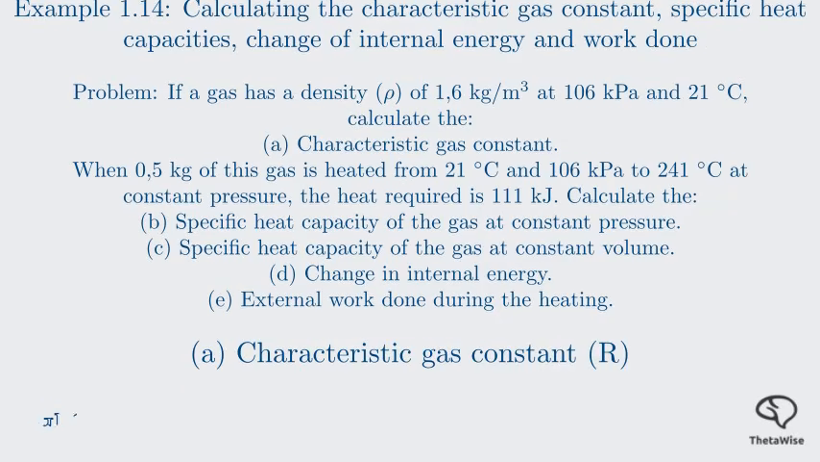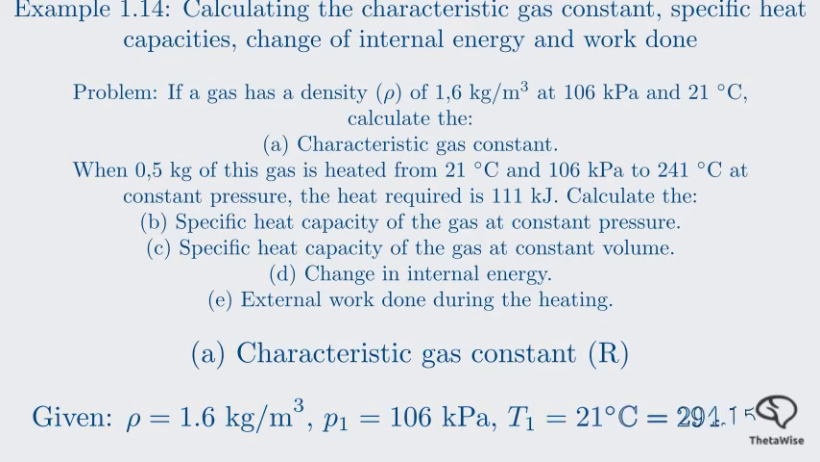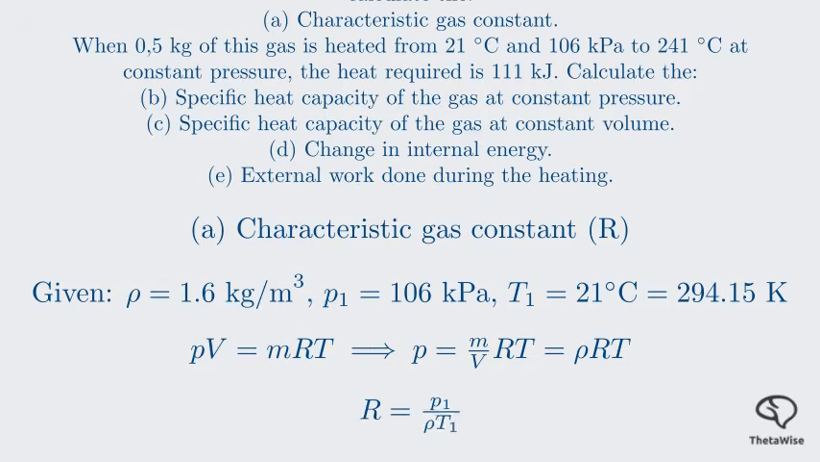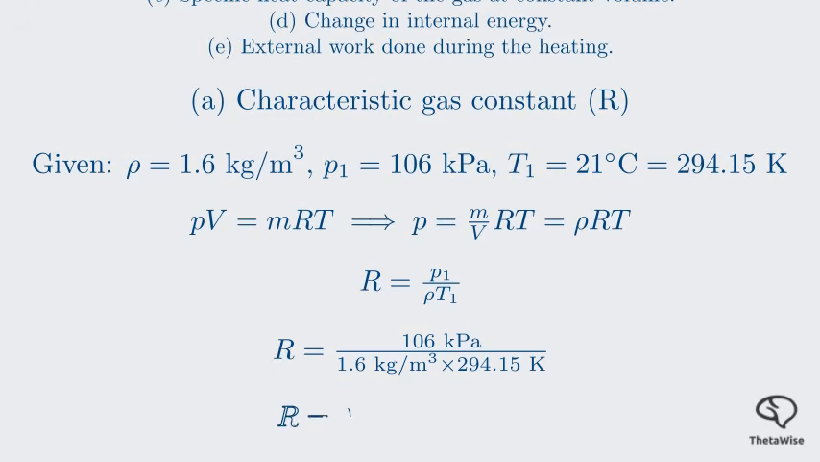Let's start with part A by finding the gas constant R. We are given the density ρ, pressure P1, and temperature T1. Remember, density is mass divided by volume. The ideal gas law is PV equals mRT. If we rearrange it to P equals (m over V) times RT, we can substitute density for m over V, so we get P equals ρRT. Solving for R, we find that R equals P over ρT. Plugging in our values gives R equals 0.2252 kilojoules per kilogram Kelvin, which matches the textbook's answer.